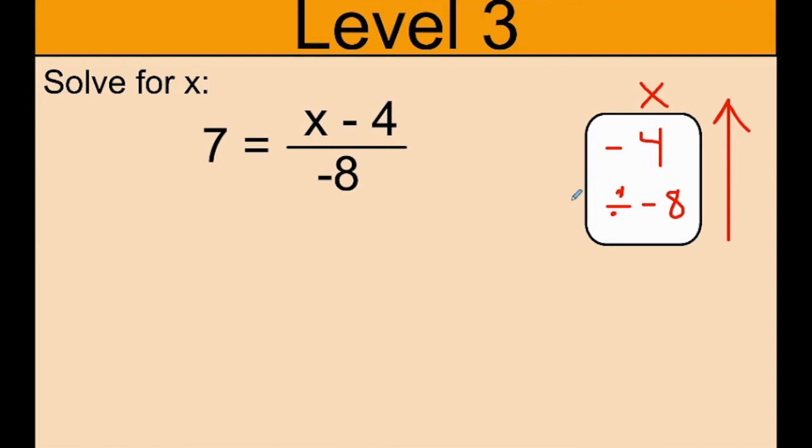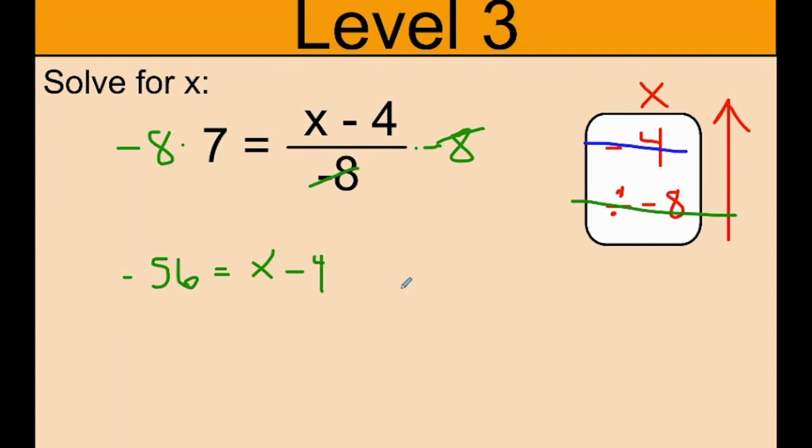My first step is to multiply by negative 8 on both sides. I'm going to write it on this side over here like this, because that's going to end up canceling out. Multiply by negative 8 over here. So I got negative 56 equals x minus 4. Next up, the opposite of subtracting 4 is to add 4 to both sides of that equation.